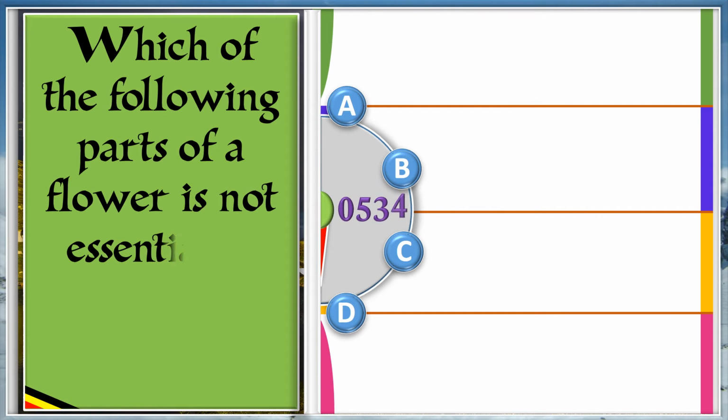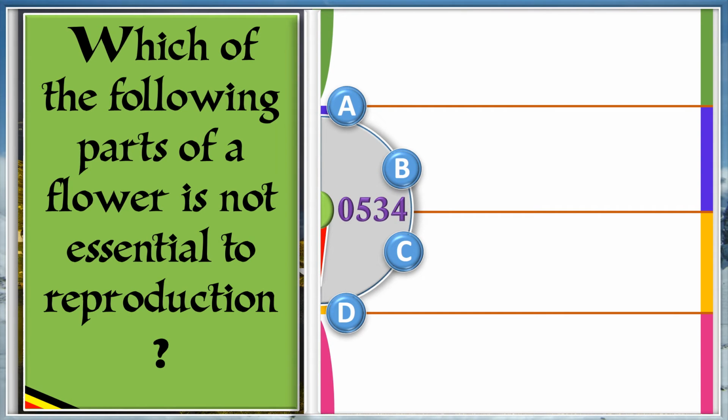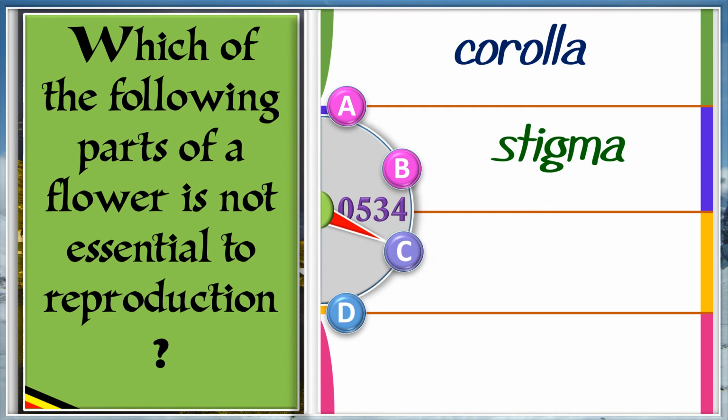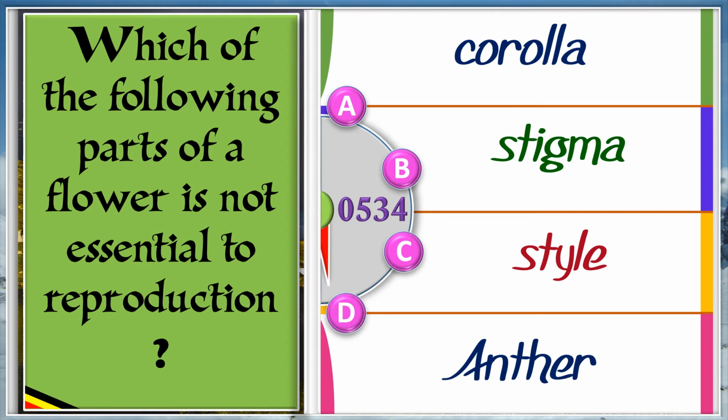Which one of the following parts of the flower is not essential to reproduction? A. Corolla. B. Stigma. C. Style. D. Anthers. And the answer is A. Corolla.